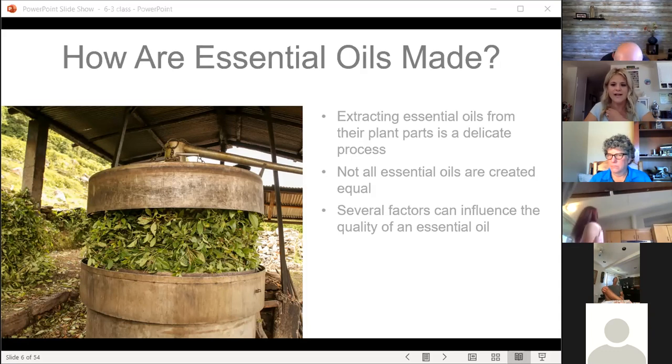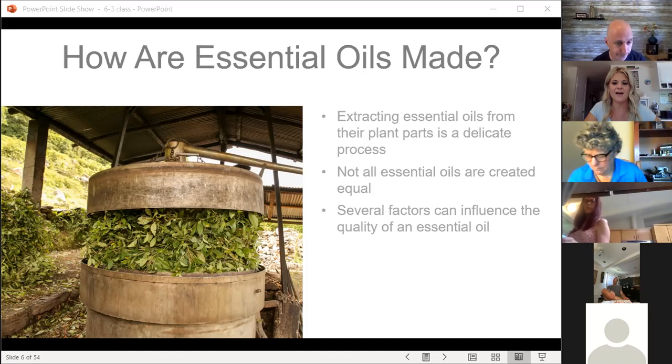And doTERRA has a high standard, and they've called this standard the Certified Pure Therapeutic Grade Protocol. So we call it CPTG. This quality control process allows us to know that we have a very safe essential oil that has maximum benefits.